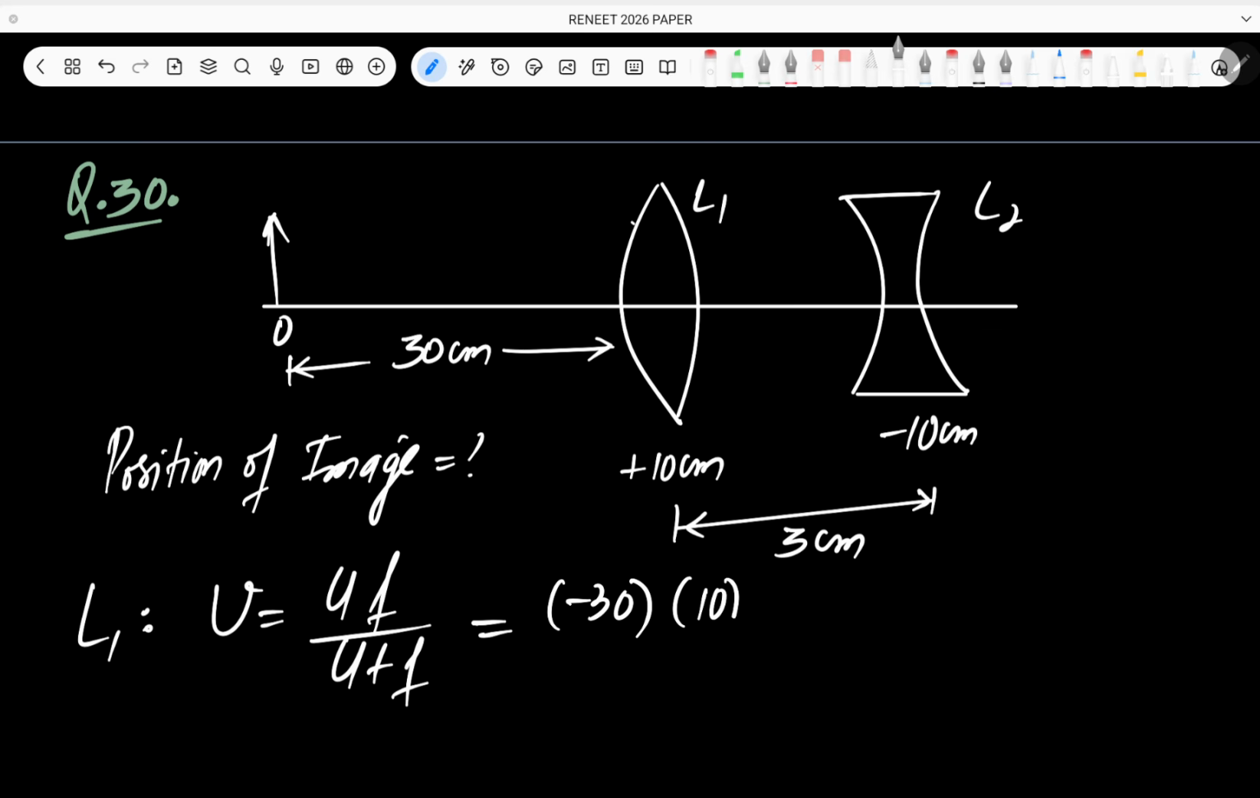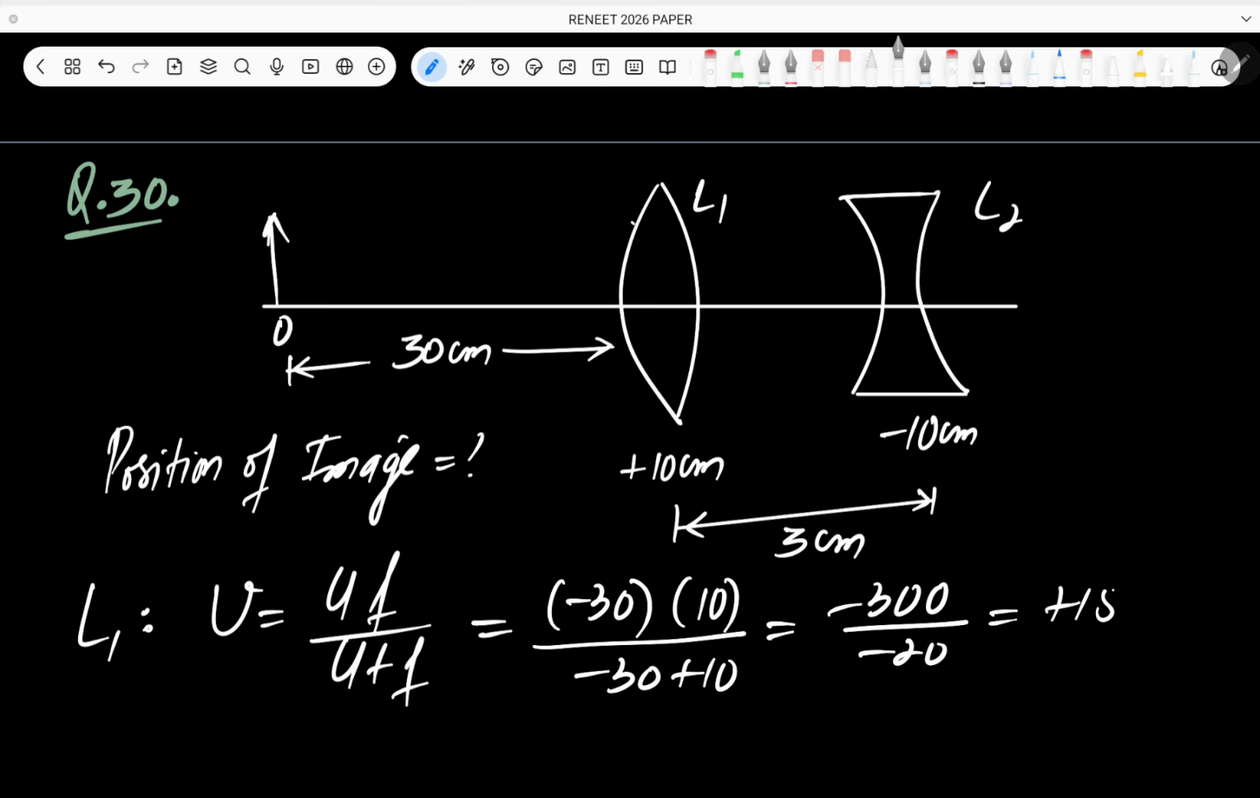Focal length is plus 10 divided by minus 30 plus 10, which equals minus 300 divided by minus 20, and it comes out to be plus 15 centimeters. So that means this is the object. तो पहली जो इमेज बनेगी, this distance 3 centimeter, it will be formed somewhere here, तो यहाँ पे इमेज बनेगी. For example, this is I1. Okay, now this is 3 centimeter. So what about this distance? This distance will obviously be equal to 12 centimeters, such that 12 plus 3 is equal to this 15.